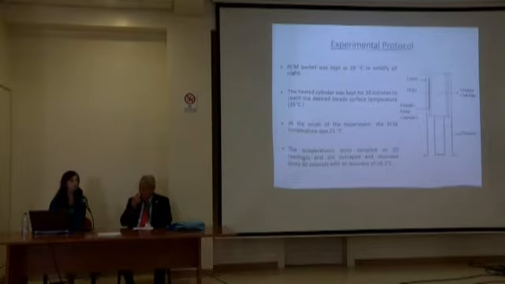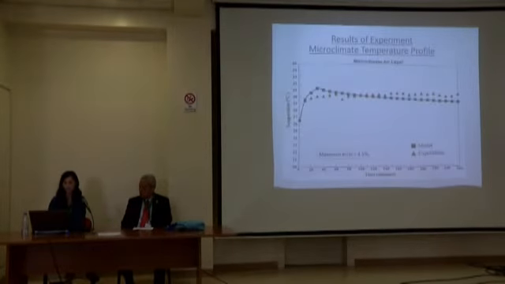This packet was kept to solidify all night at 20 degrees, and then the heated cylinder was kept for 10 minutes to reach the steady state temperature, which is 35 degrees. At the onset of the experiment, the initial temperature of the PCM was recorded to be 21. The temperatures of the air layers were sampled at 10 readings per second, averaged, and recorded every 60 seconds with an accuracy of 0.1 degree.